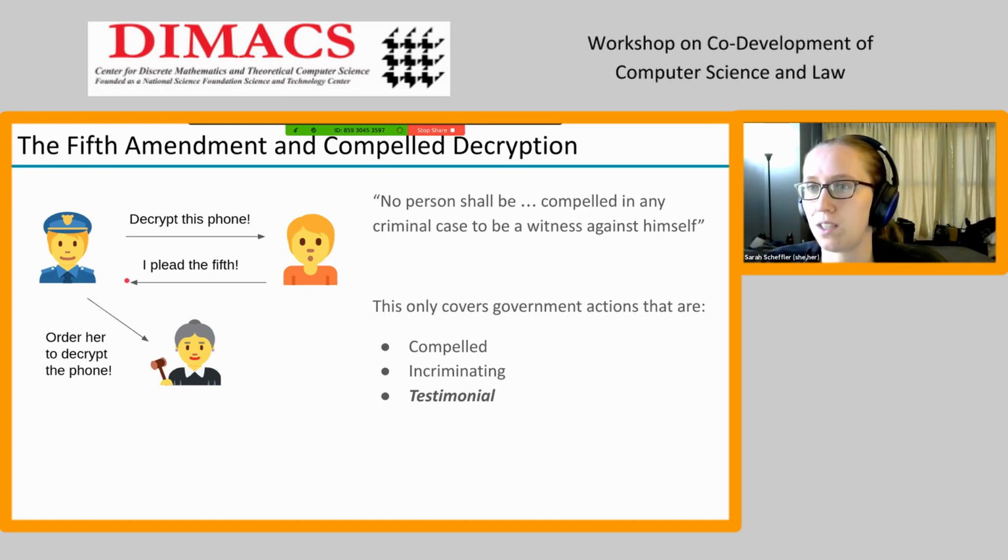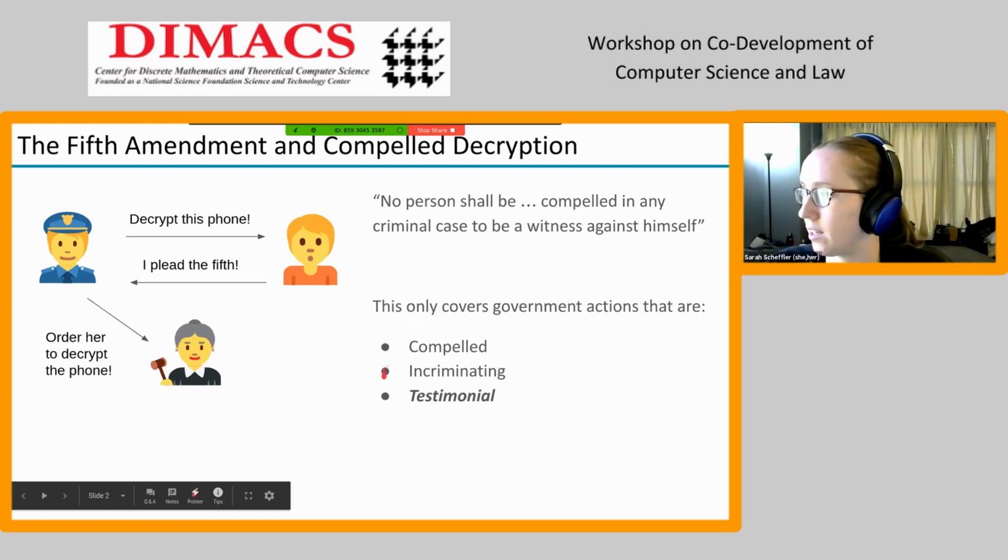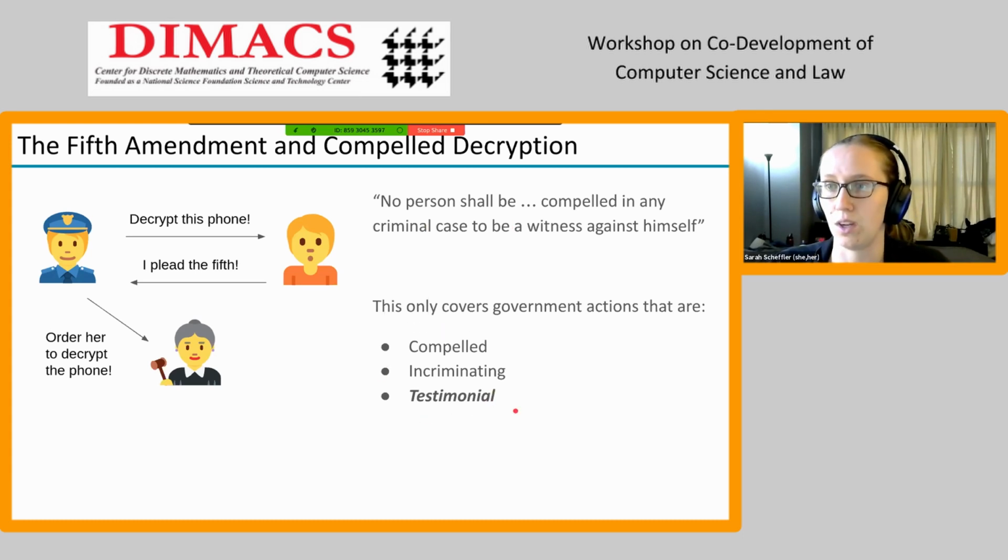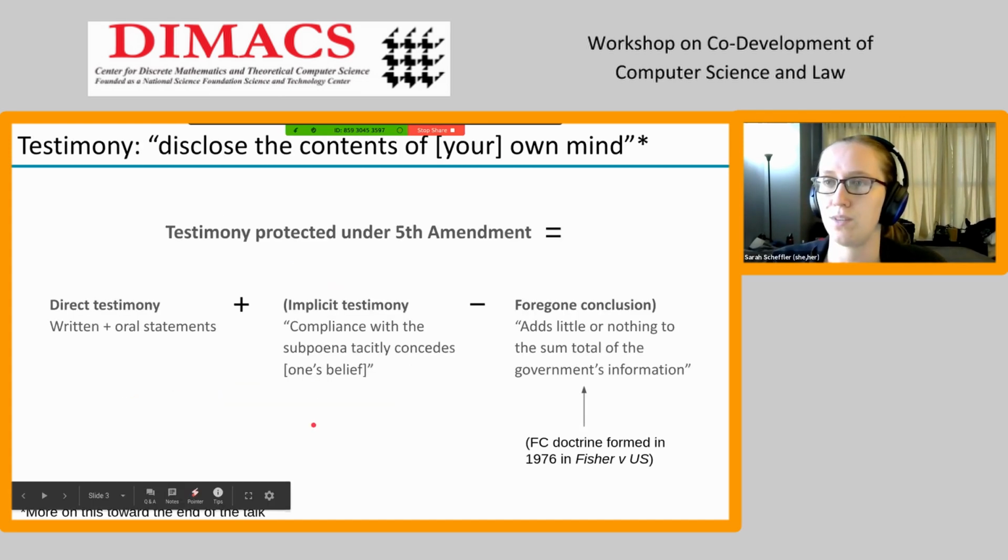So the government's power to compel people to do actions is limited by the Fifth Amendment, which says, in part, that no person shall be compelled in any criminal case to be a witness against himself. So this makes it seem like a very clear-cut thing, but as we all know, this limitation is not absolute. This privilege against self-incrimination only extends to actions that are all three of compelled, incriminating, and testimonial. And the first two are relatively self-explanatory, but this last one of testimony deserves a deeper dive.